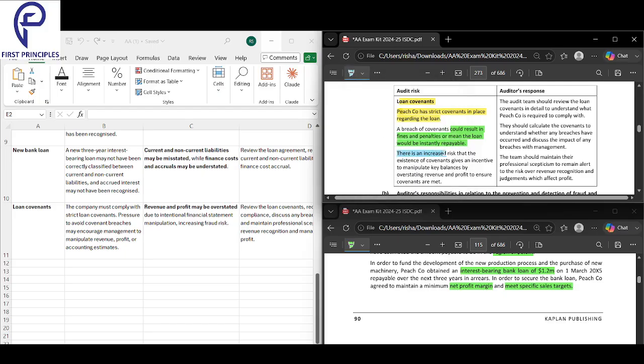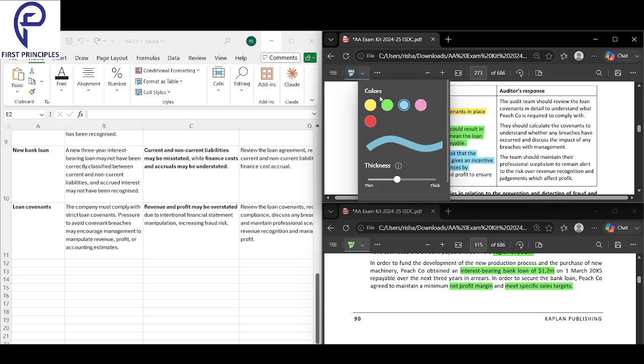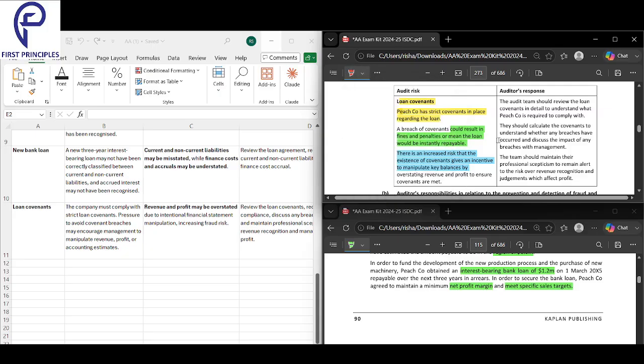There's an increased risk that the existence of covenants gives an incentive to manipulate the balances. They will purposely try to manipulate everything. So you have to tell your audit team to be very attentive and to increase professional skepticism. These guys have covenants, and if they don't meet them, they'll have to pay a fine. They will do everything to avoid it, so they may put in wrong numbers also.